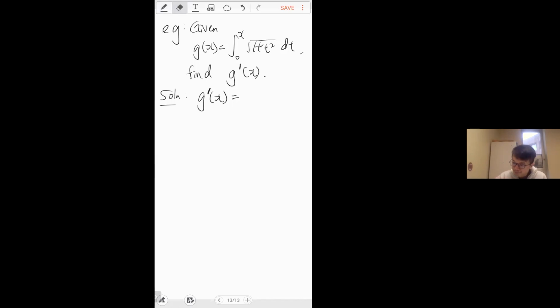One plus t squared. So what is the derivative of this integral? Wait, what? Yeah, it would be just whatever is inside the integral. And why is it? This is by what theorem again?